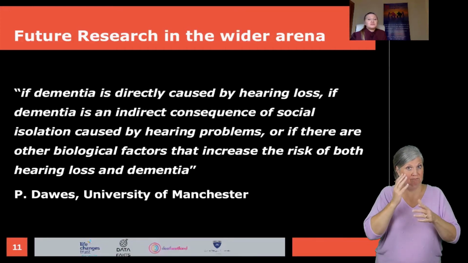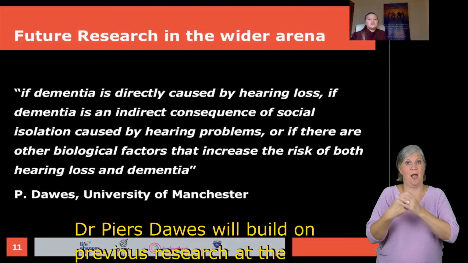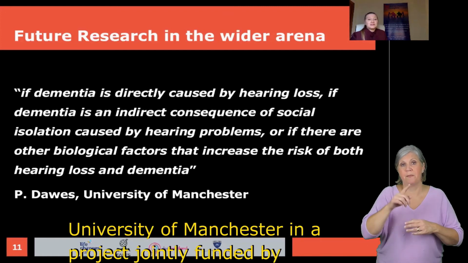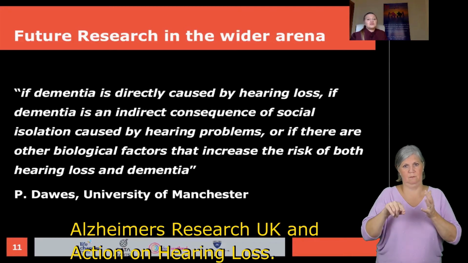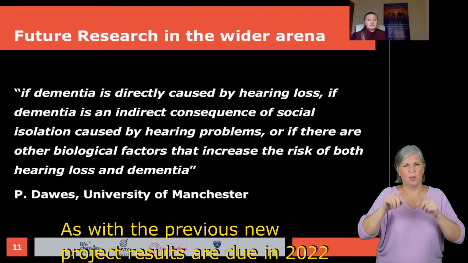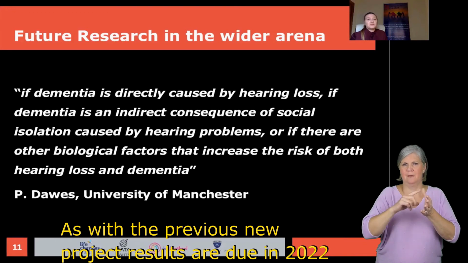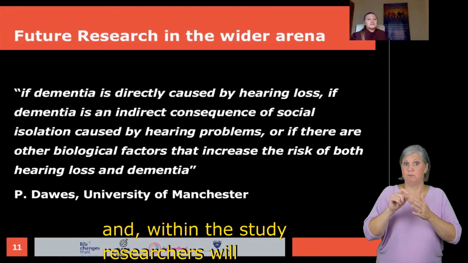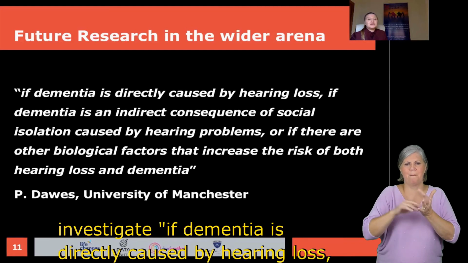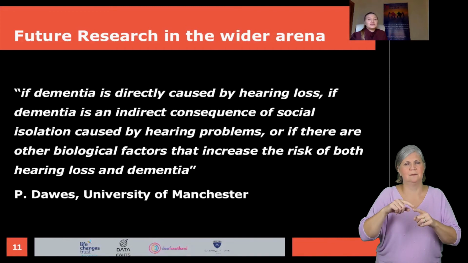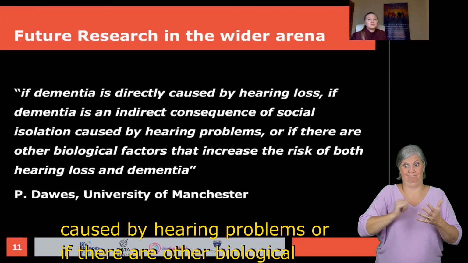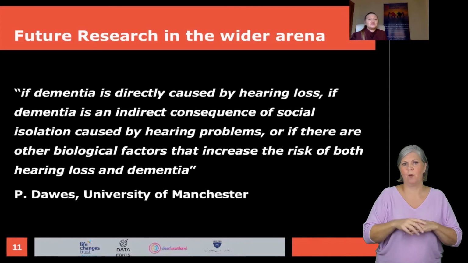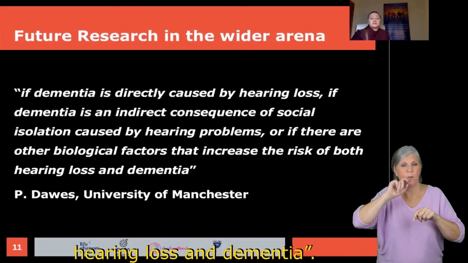Furthermore, Dr. Piers Dawes will build on previous research at the University of Manchester in a project jointly funded by Alzheimer's Research UK and Action on Hearing Loss. As with the previous new project, results are due in 2022, and within this study, researchers will investigate if dementia is directly caused by hearing loss, if hearing loss is an indirect consequence of social isolation caused by hearing problems, or if there are other biological factors that increase the risk of both hearing loss and dementia.